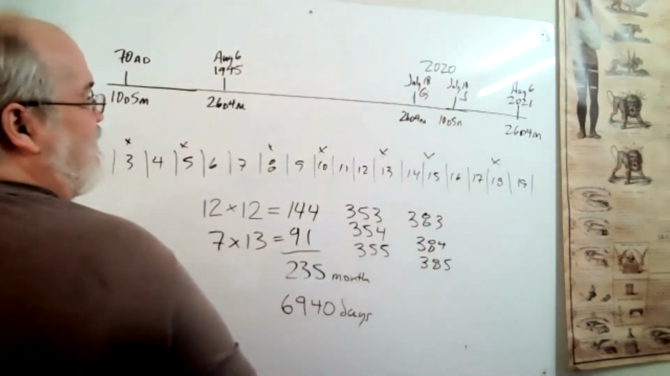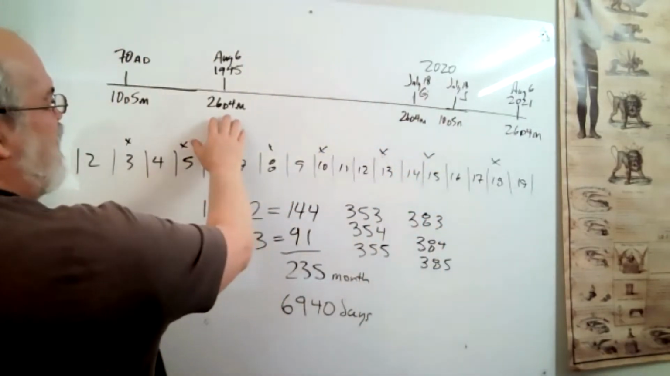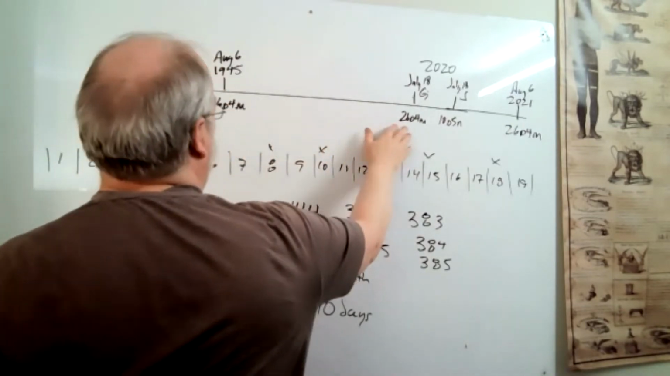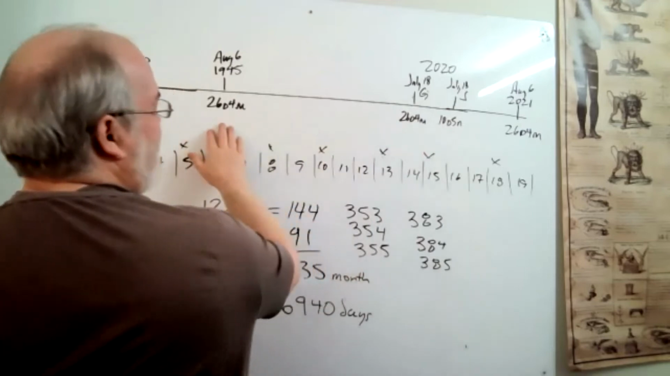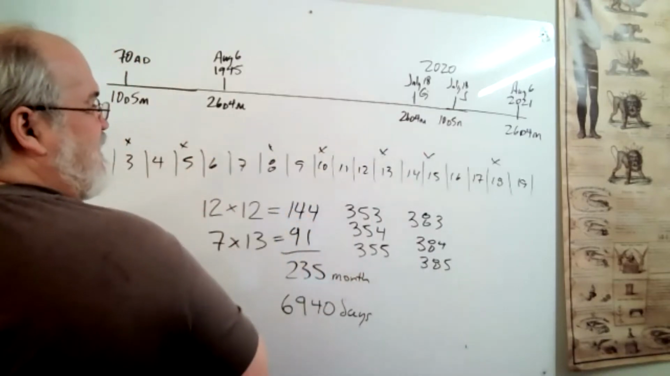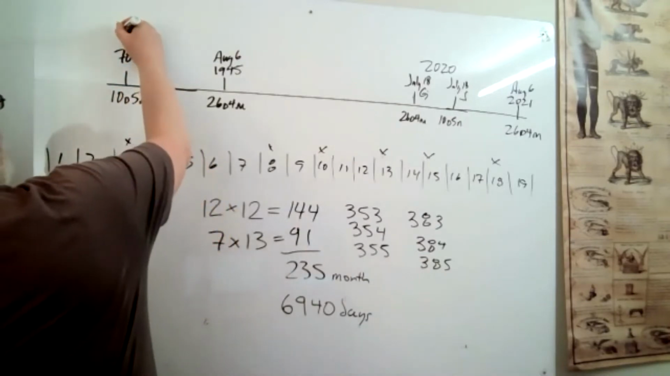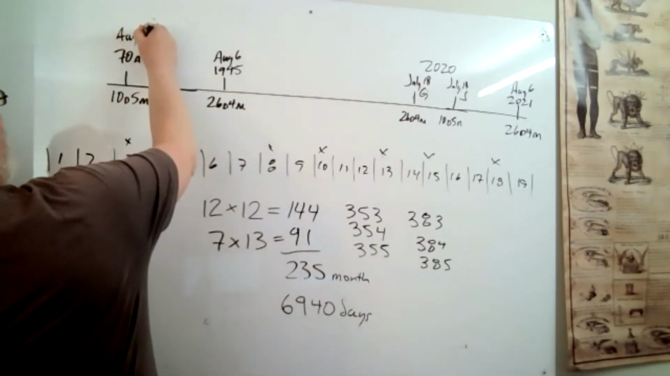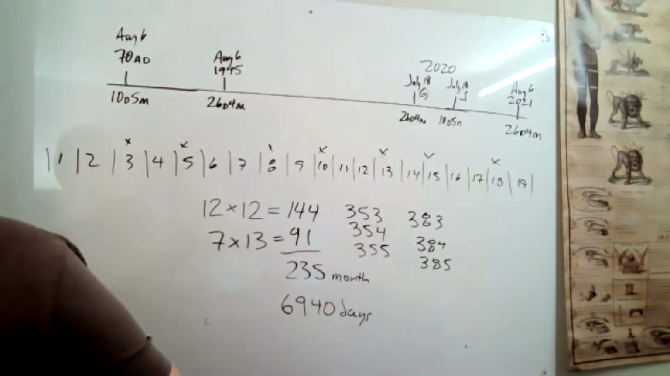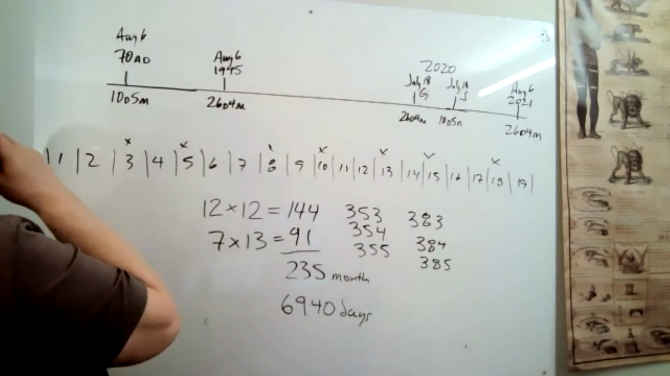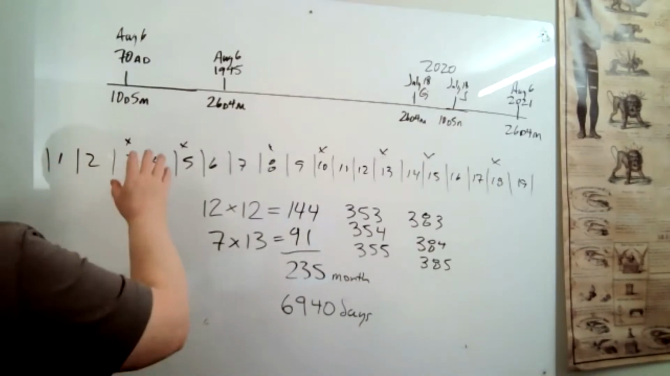So the date that we go back to here that connected us to July 18th, the 26th day of the 4th month, in this year, the 26th day of the 4th month is this date, August 6th, 70 AD, right? So this August 6th date is another symbol that ties us to this 26th day of the 4th month.